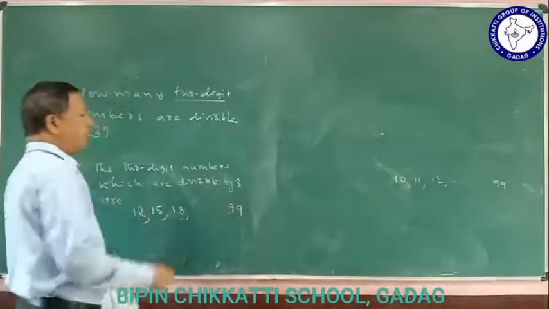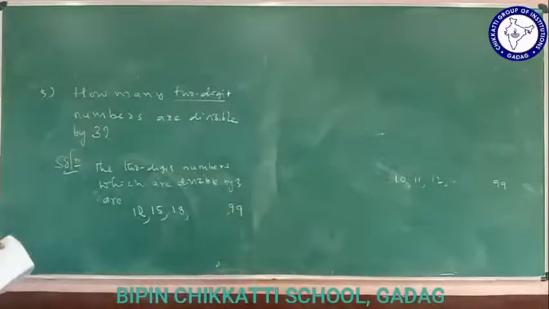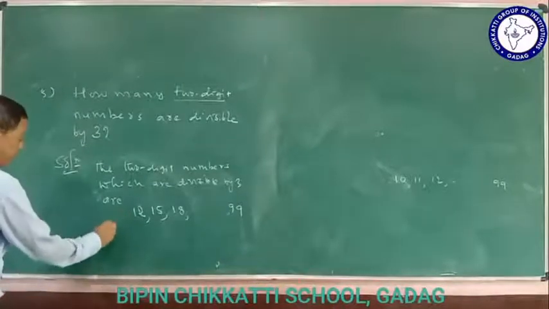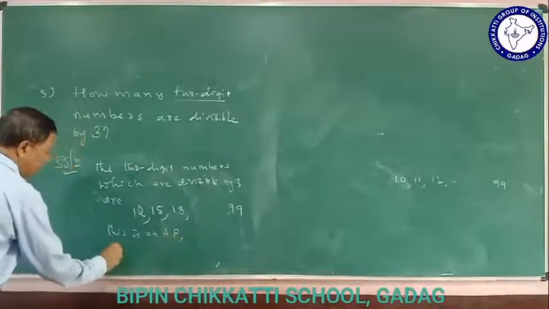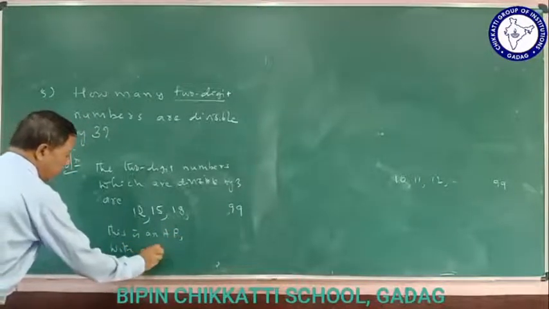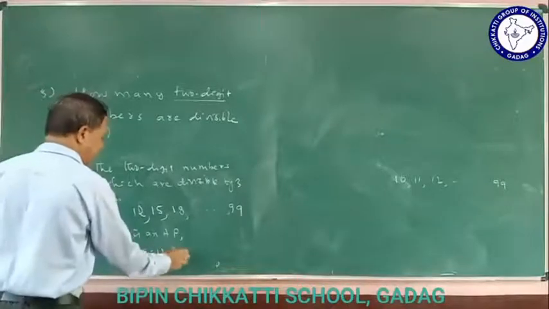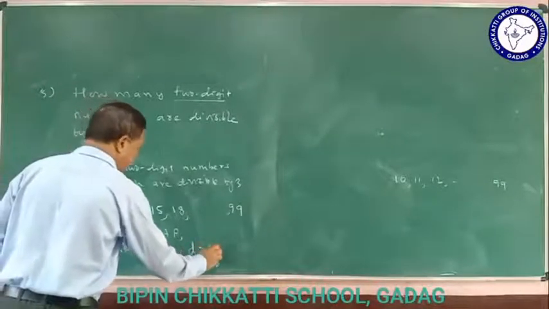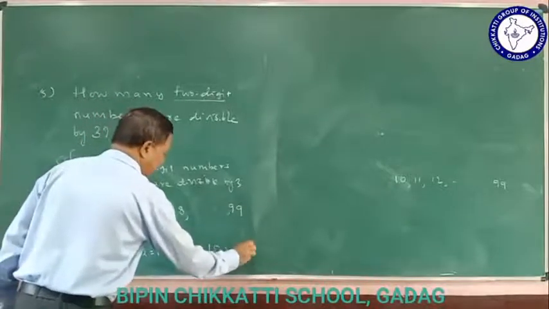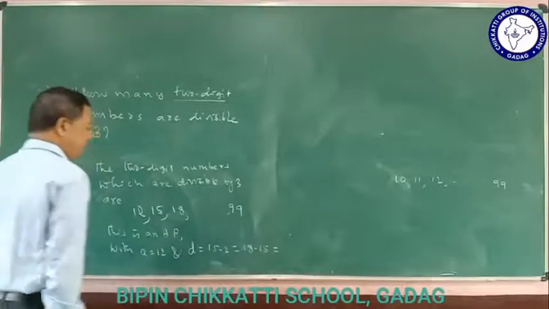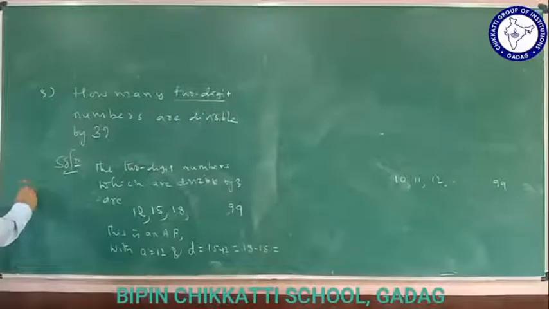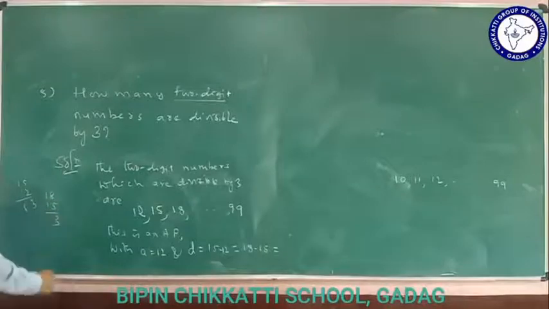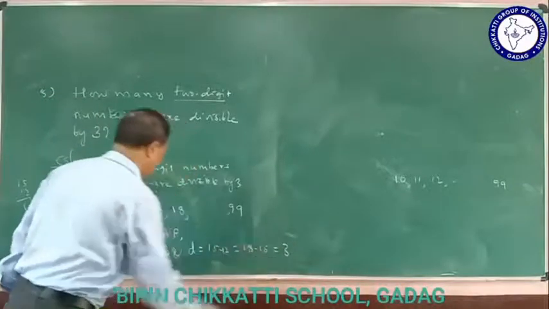Even if the previous ones are not required, the nth number is sufficient for us. And you can say whether it is an AP. This is an AP with a = 12 and d = 15 minus 12, or 18 minus 15. 15 minus 12 is 3, and 18 minus 15 is also 3. So the common difference here is 3.